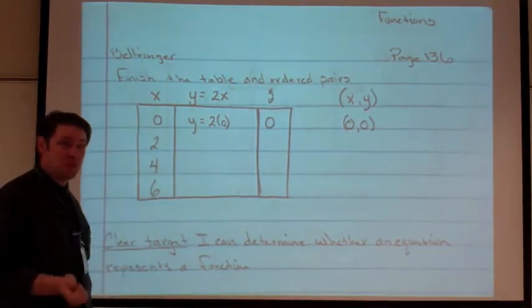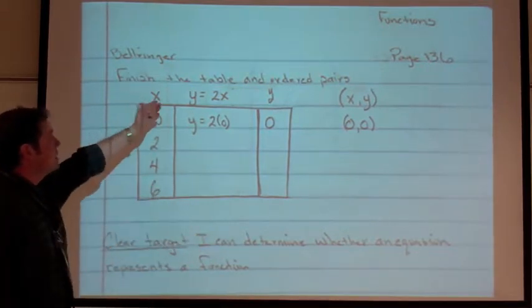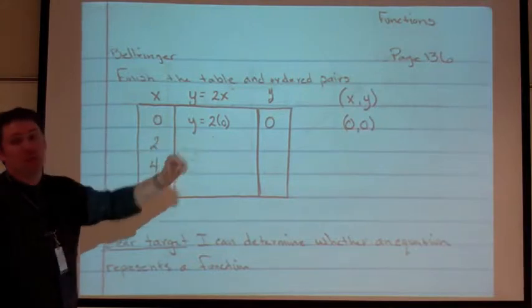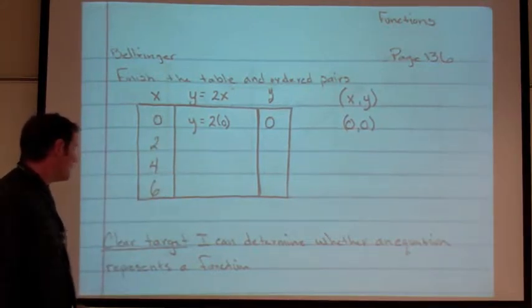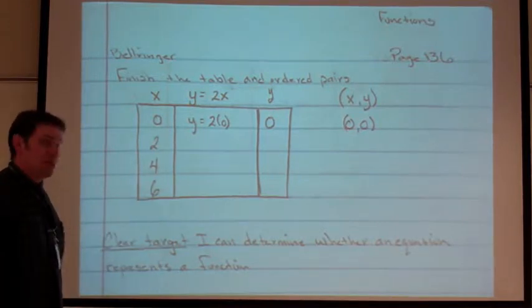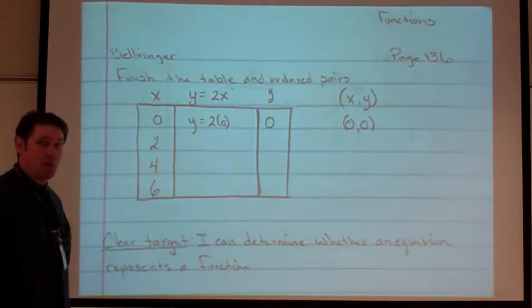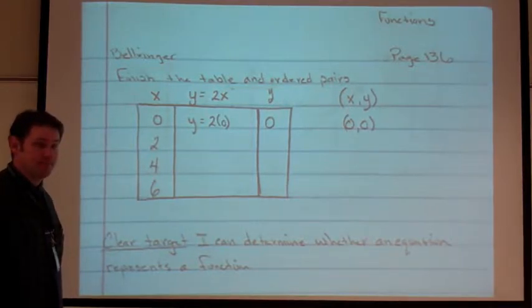You need to write your bell ringer out. That way you can see your table and your ordered pairs. So finish the table which you've been given and write the ordered pairs to the right. Write today's clear target: I can determine whether an equation represents a function. Go ahead and press pause while you do this.